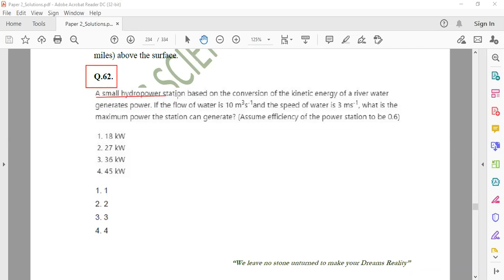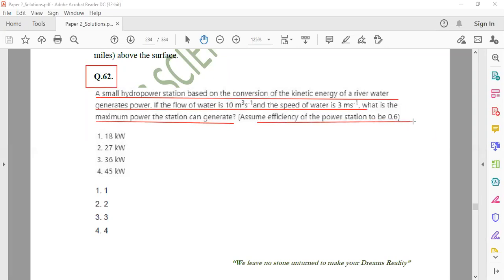A small hydropower station based on the conversion of kinetic energy of river water generates power. If the flow of the water is 10 cubic meter per second and the speed of the water is 3 meter per second, what is the maximum power the station can generate, assuming the efficiency of the power station to be 0.6? So keep in mind what they have given to you.